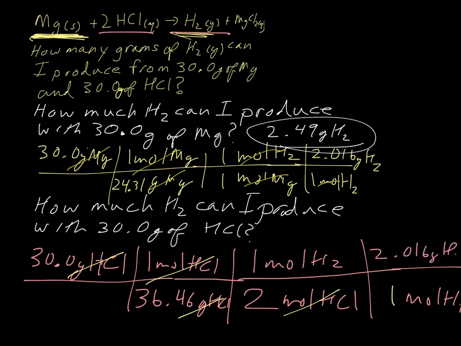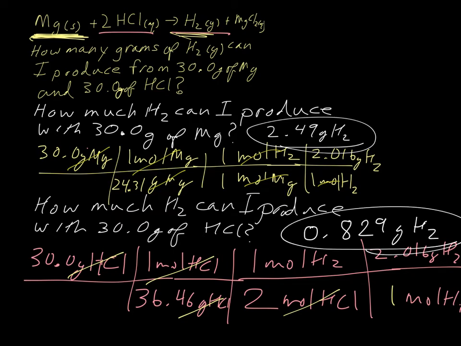2.016 grams of hydrogen. Multiply everything on top, divide through by everything on the bottom, and I get 30 divided by 36.46. Apparently I'm entering the Olympic event of speed talking here as I race through these calculations at blinding speed. And I get 0.829 grams of hydrogen.